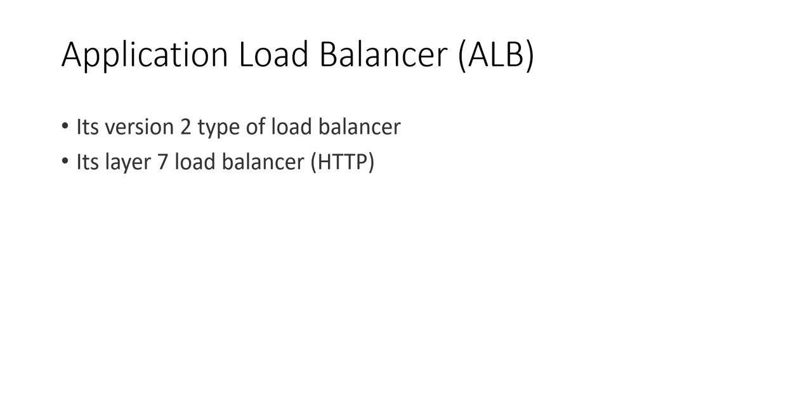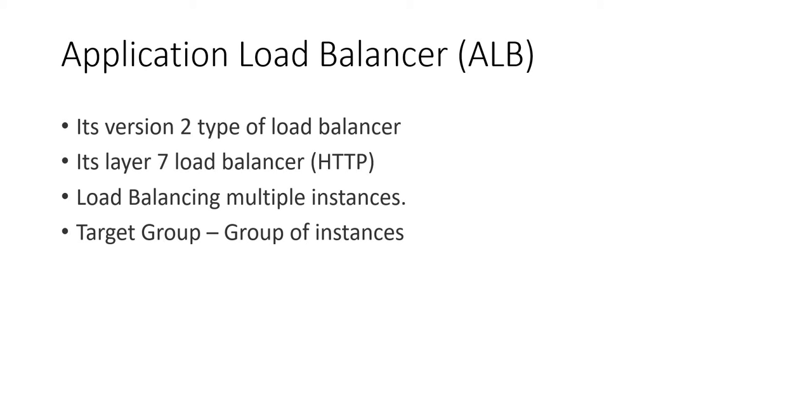Now let's start to note down some important things under application load balancer. Application load balancer is a version 2 type of load balancer, and it is also a layer 7 load balancer, that is HTTP. It will balance our load by sending the requests coming from the user to multiple instances. These instances are grouped, and those groups are known as target groups. We are going to see it in detail in the upcoming diagram.